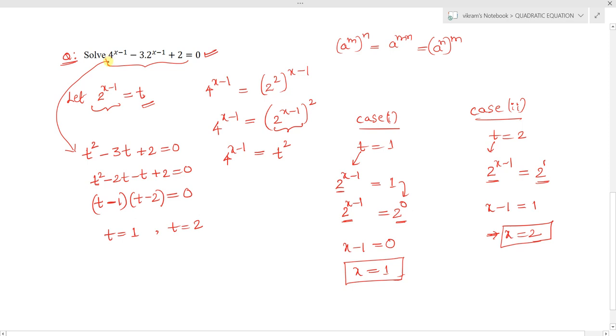The solutions are the roots of the given equation 4^(x−1) − 3·2^(x−1) + 3 = 0. The values of x which satisfy this equation are x = 1, 2. I think now you understand how these reducible quadratic equations can be used to solve equations.